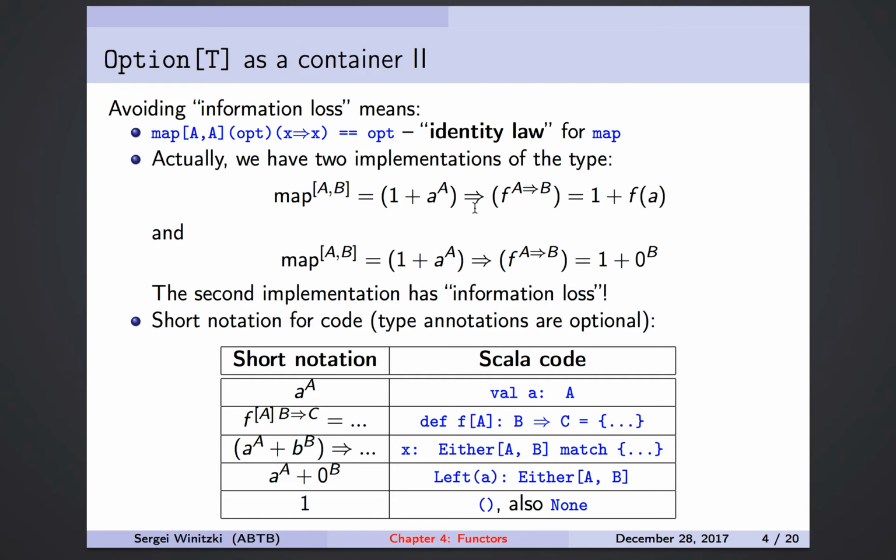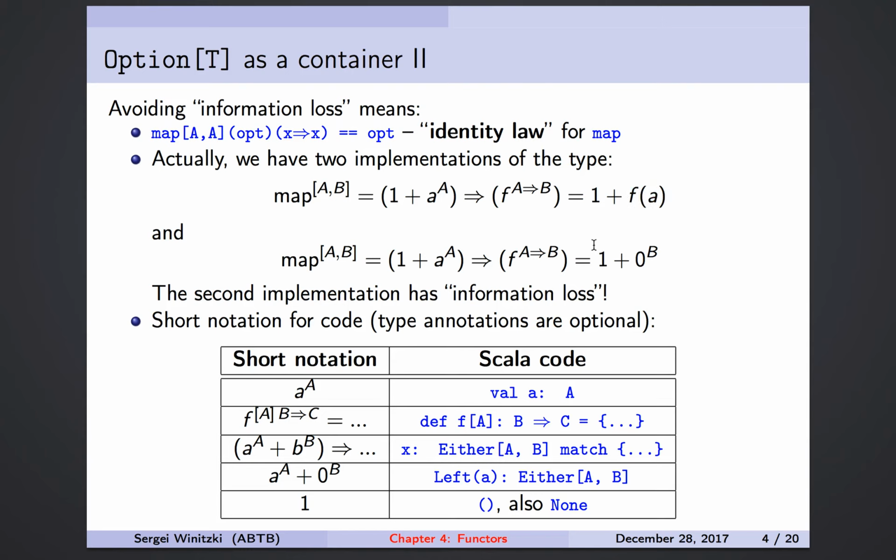I prefer to write short notation because it's easier to visualize what's going on. So the argument is 1 plus a, so it's either 1 or a. Then another argument is the function f. So if we have a left version, then we return the left. If we have the right version here, then we return f of a. So that is the usual way of implementing map for an option.